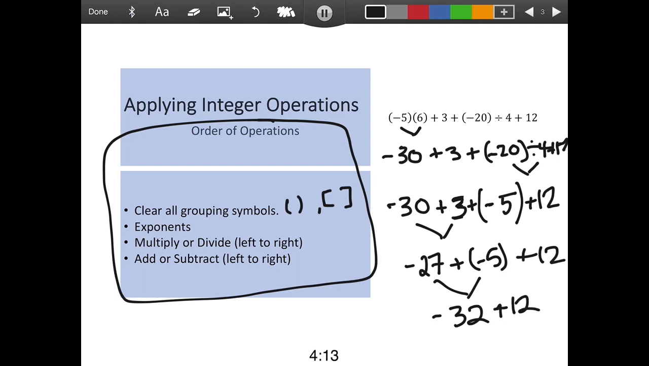And then last but not least, I've got to add 12 to -32. Are my signs the same or different? They are different. So I'm going to subtract. 32 minus 12 is 20. And then because my greater absolute value is negative, I'm going to keep that negative sign. So my final answer here would be -20.